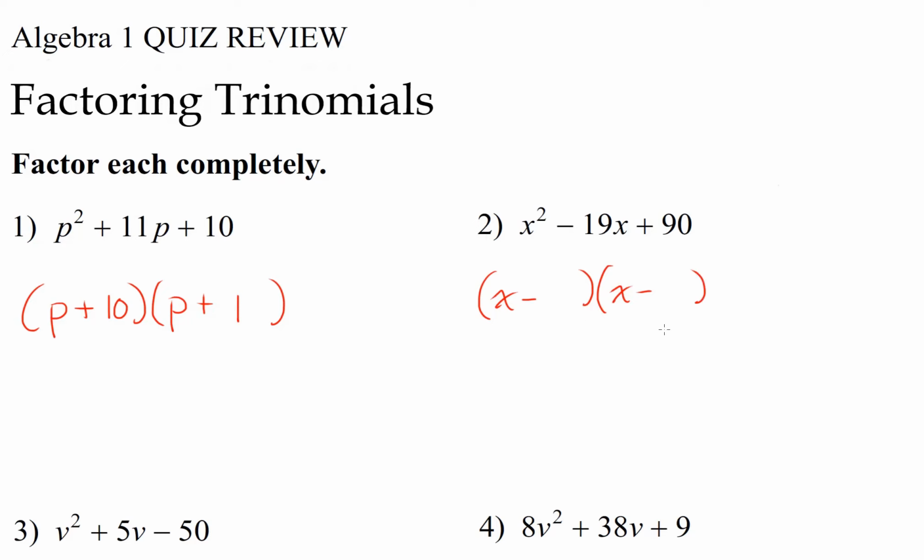So now, once again, we're thinking of two numbers that multiply together to make 90, and when we add them together, we get 19. And that's going to be 10 and 9. And once again, since both of these are the same sign, it does not matter where we put the 10 or where we put the 9. And here's our answer.